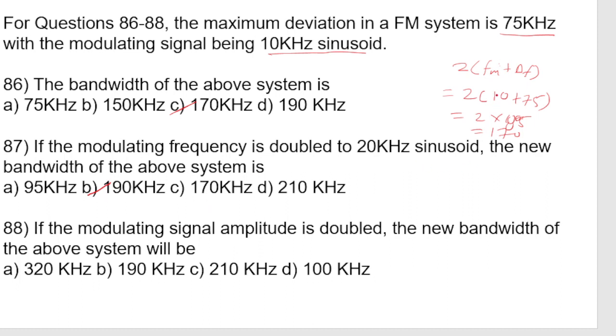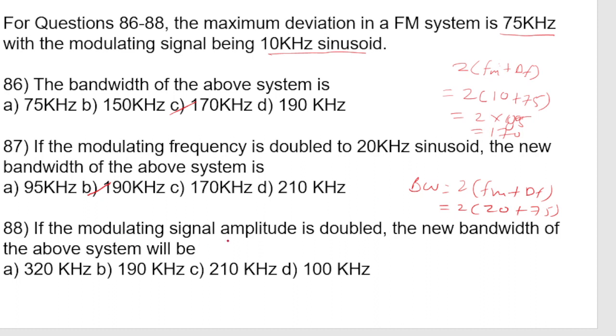Okay, so same, it is 20, 75, then 95, 95 multiplied by 2, comes the same thing. Here also same thing, bandwidth comes equal to twice of fm plus delta f. So now we will get 20 plus 75, so it becomes 95 into 2, 190.